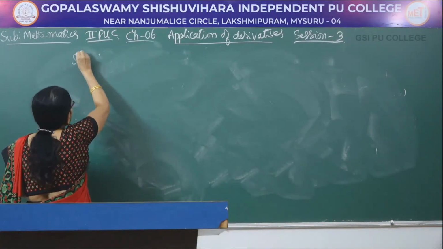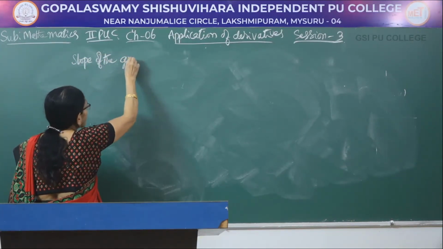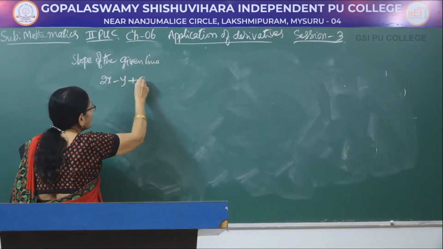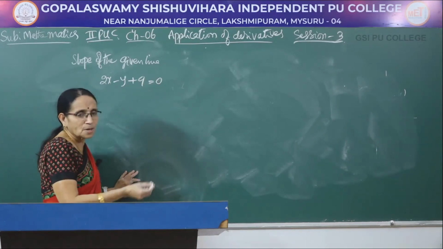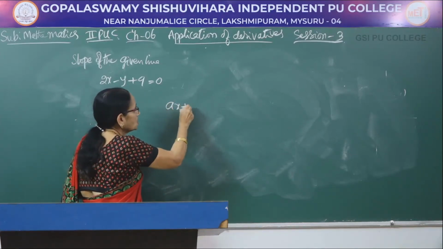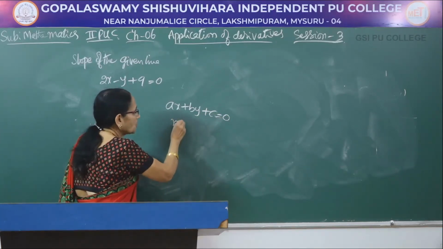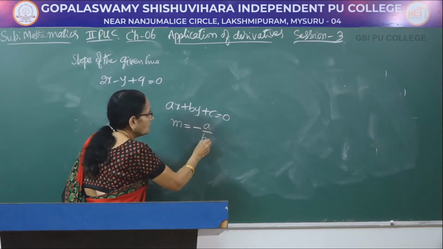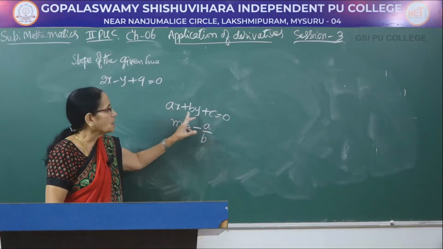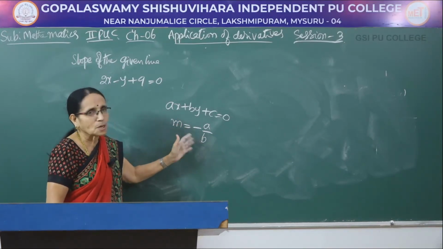First you write the slope of the given line, 2x minus y plus 9 equal to 0. In today's session itself, I told you when the equation is given in the general form, ax plus by plus c equal to 0, the slope can be obtained by the formula m equal to minus a by b. A is the coefficient of x, b is the coefficient of y. We take the ratio with the negative sign. If any one of them is negative, this becomes positive.